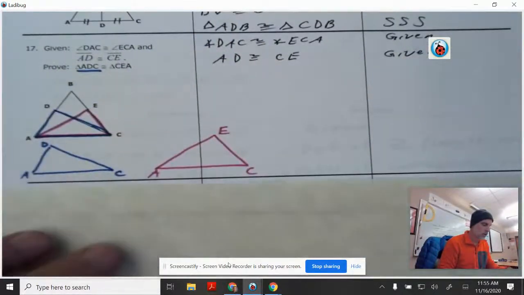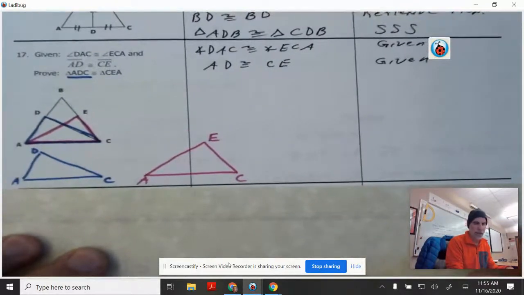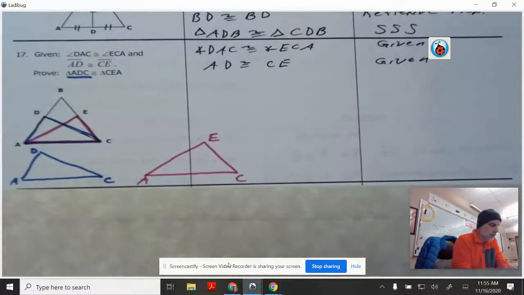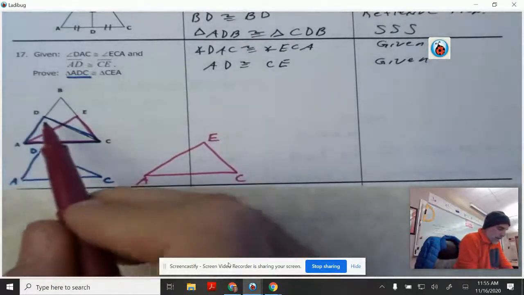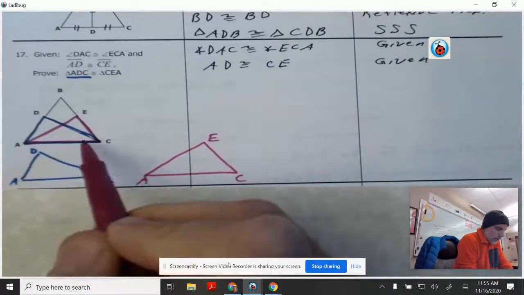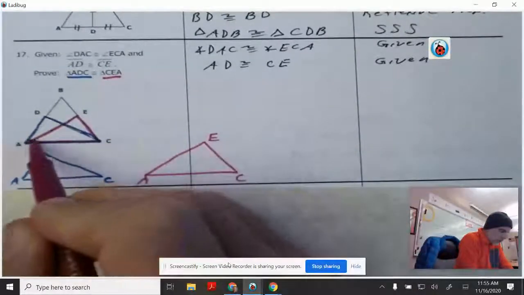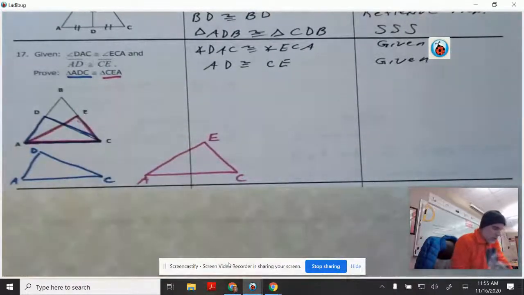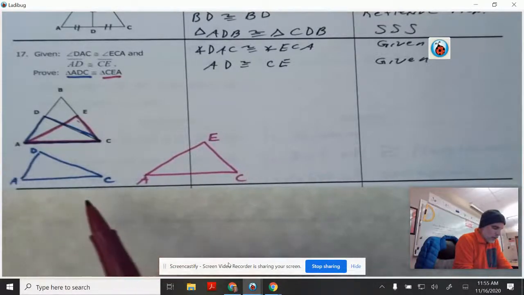I'll get you started on this one. This one's an interesting one because this is one that has overlapping triangles. And so when you see this diagram like this, there's lots of triangles that we could prove that are congruent. But the ones that we're talking about are ADC, which is this one in blue right here, and CEA, which I've highlighted in red, that runs from here to here to here. So here's the key thing, is I have pulled them apart and I have re-put the letters on there.